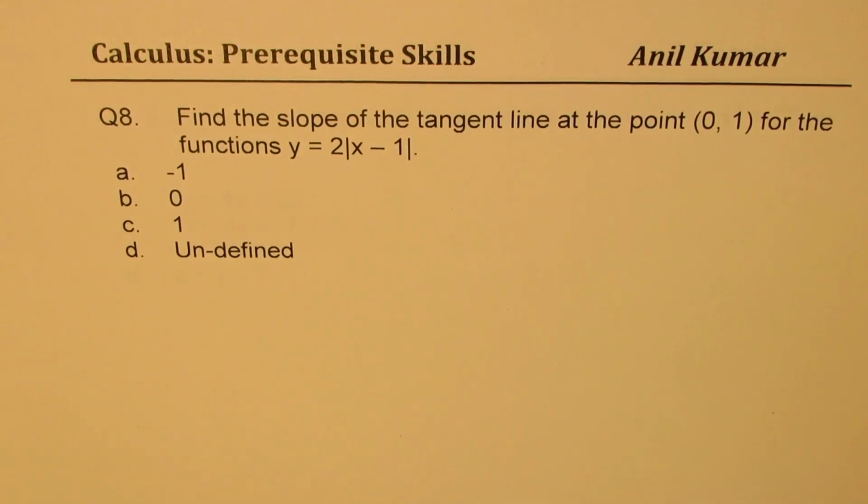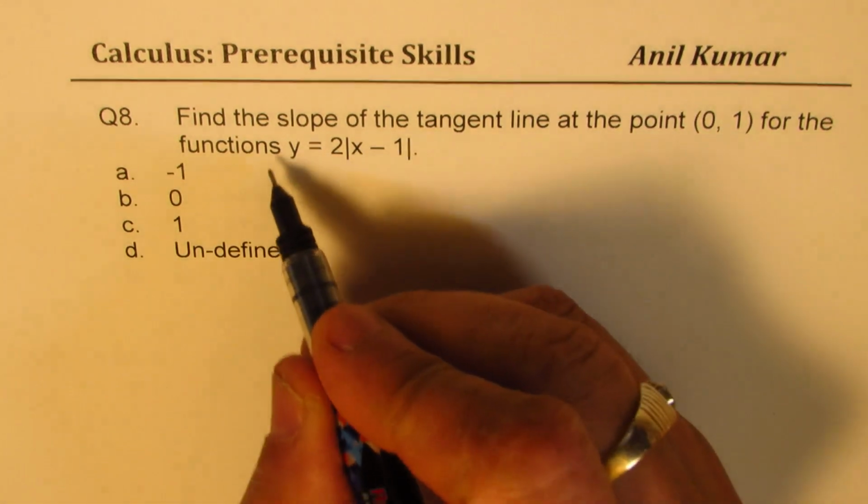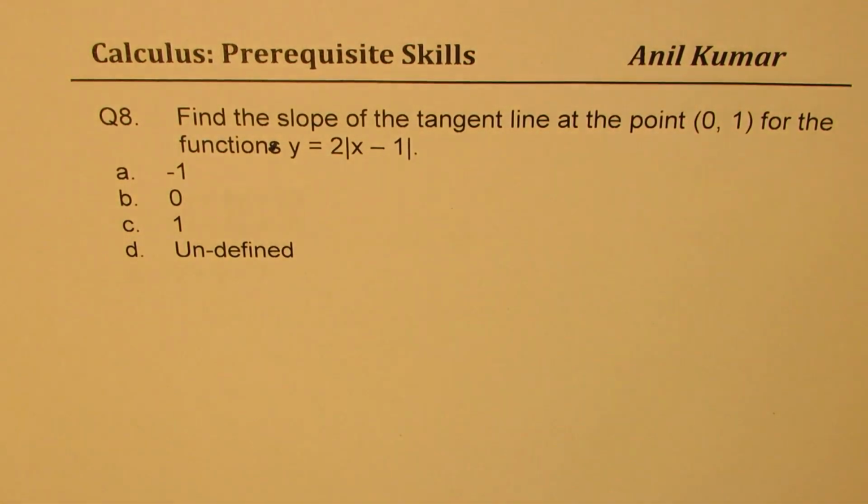Question number 8. Find the slope of the tangent line at the point (0, 1) for the function y equals 2 times x minus 1. So you may do this using the graph. That should help you to quickly get the answer.